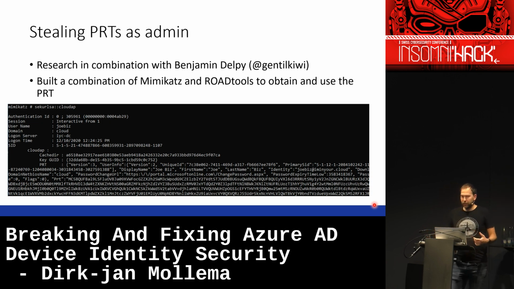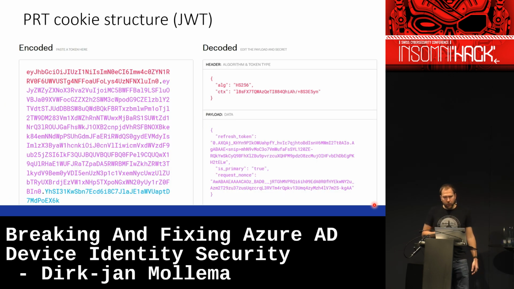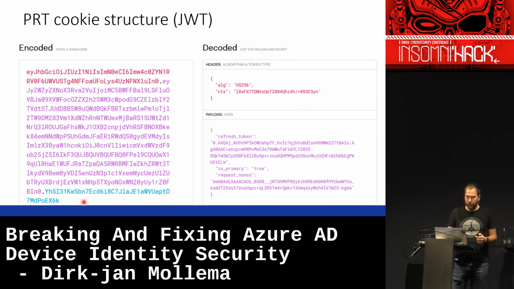So imagine that we are dumping such a primary refresh token. Now how does the authentication actually look with the primary refresh token? I already mentioned shortly the PRT cookie. That's what browsers use to do single sign-on to Azure AD with the PRT. And that's basically a JSON web token. So it will contain a header, a body with some claims, and a signature to prove that it's authentic.